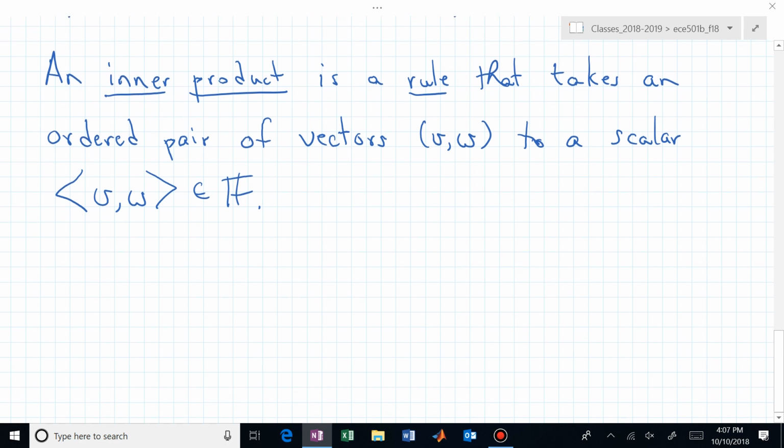We also want this inner product to possess certain properties. So when it has the following properties.